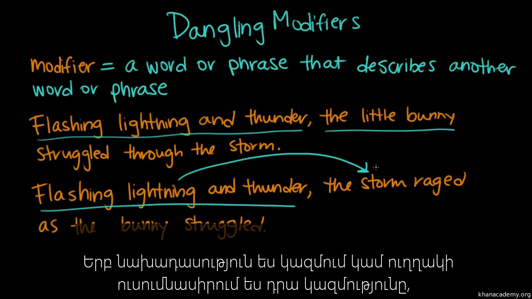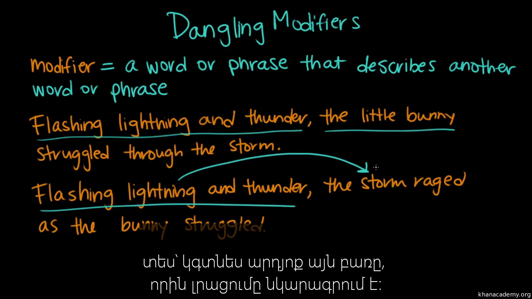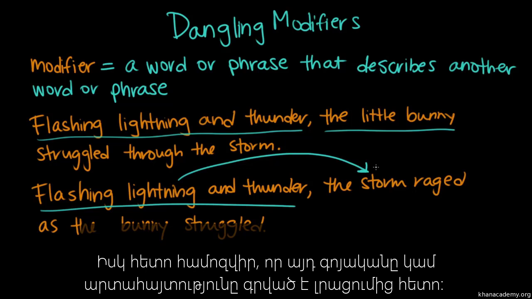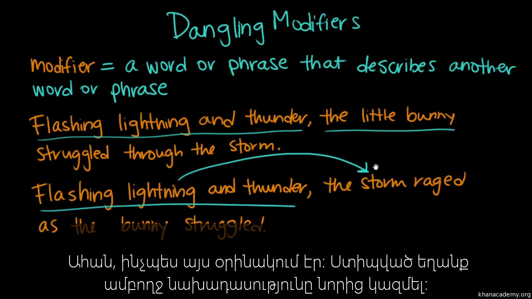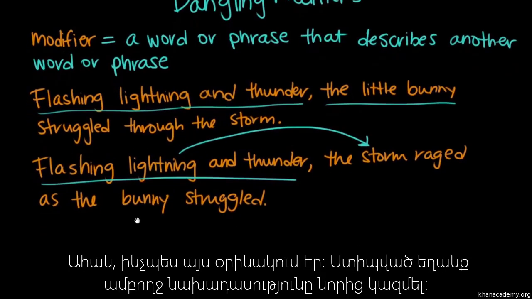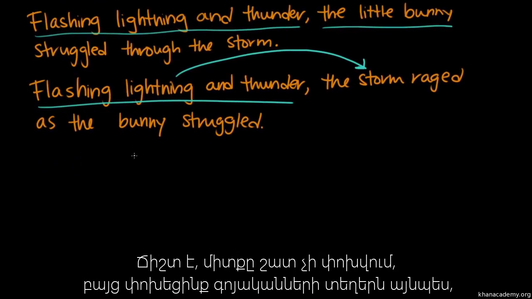So if you're doing editing, when you take a look at a sentence, see if you can spot what it is that the modifier is supposed to be describing, and then just make sure that noun or phrase comes right after the modifier. Right, like in this example, we had to pretty much completely rewrite the sentence. It still gets across the same idea, but we had to put the nouns in a different order so the modifier wasn't dangling anymore.